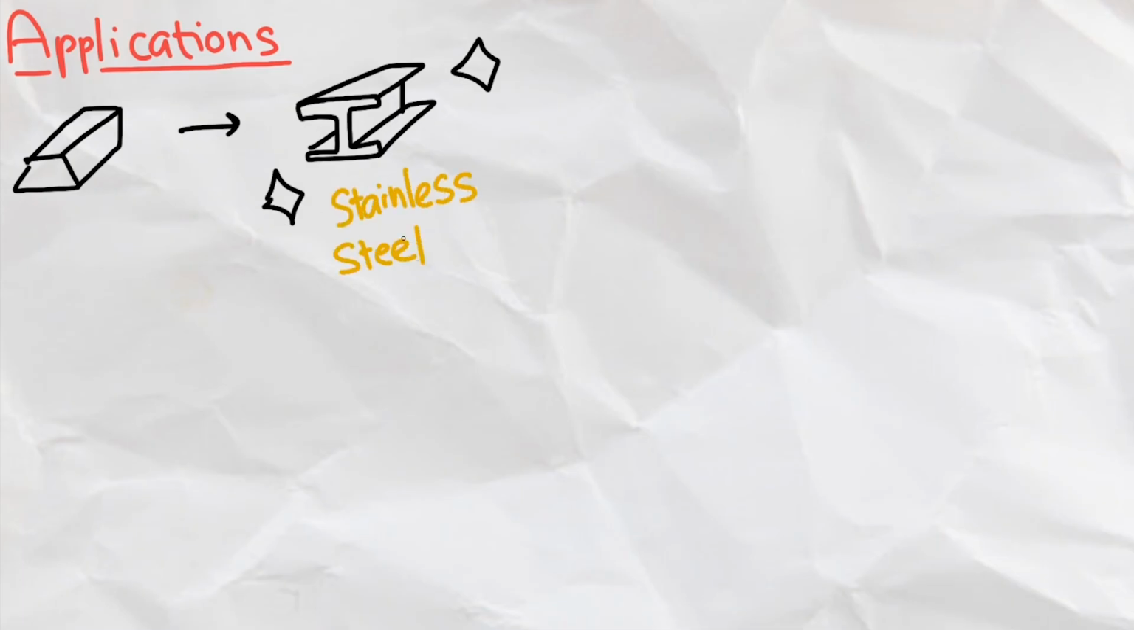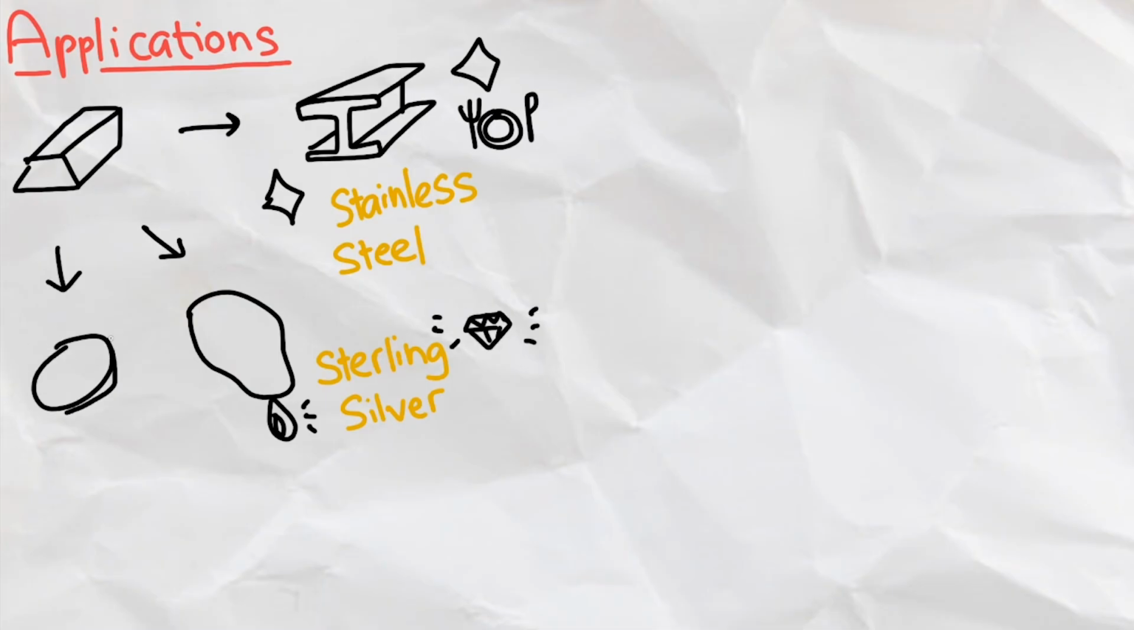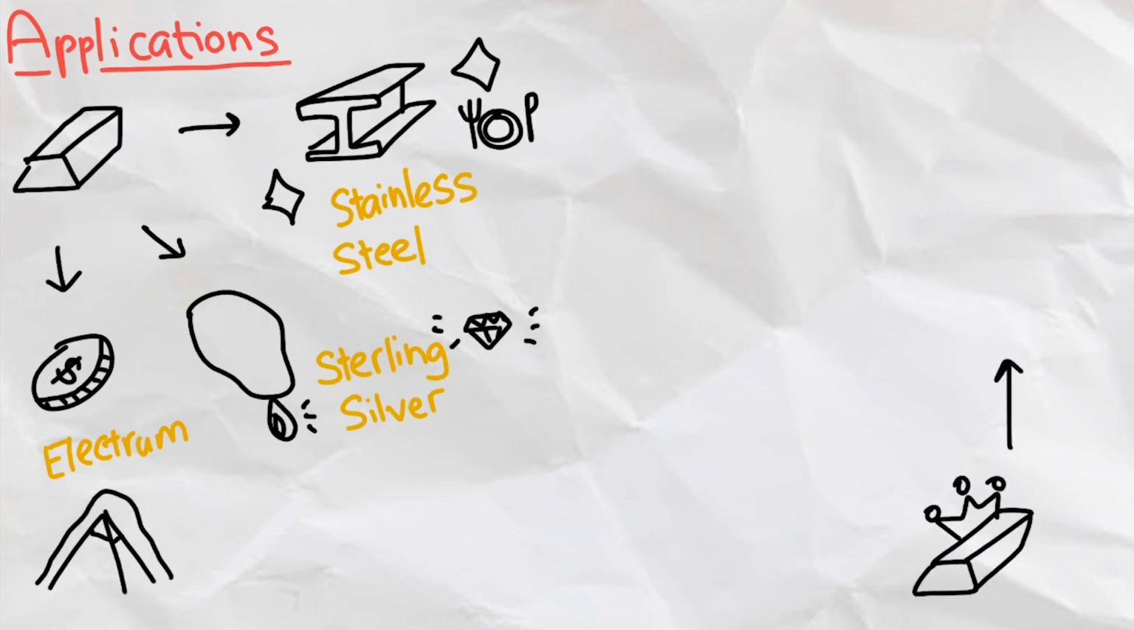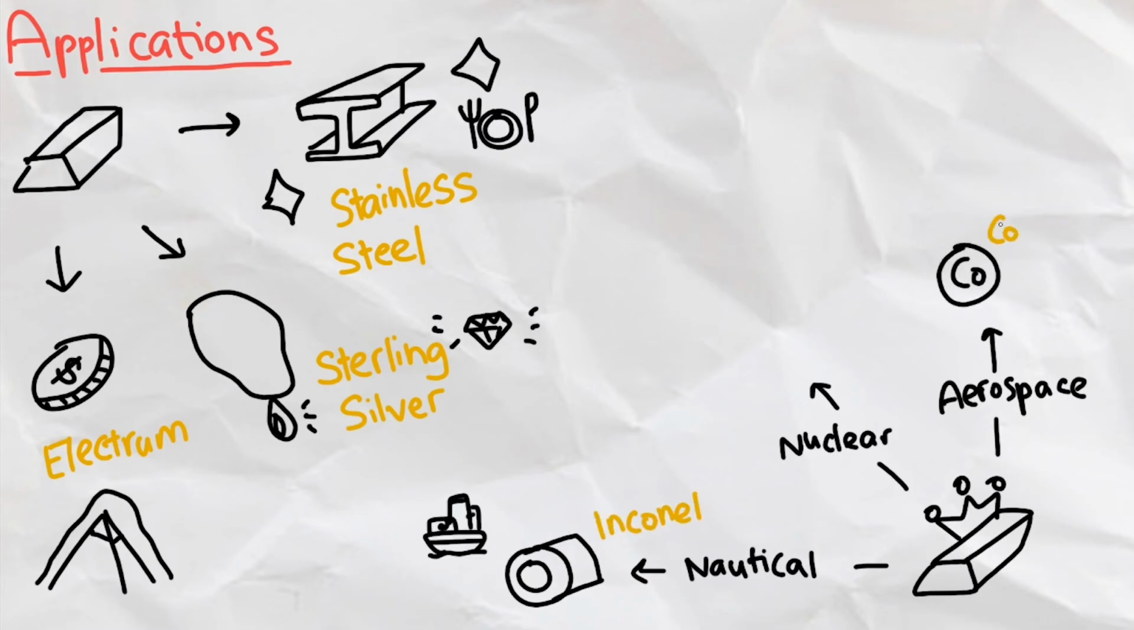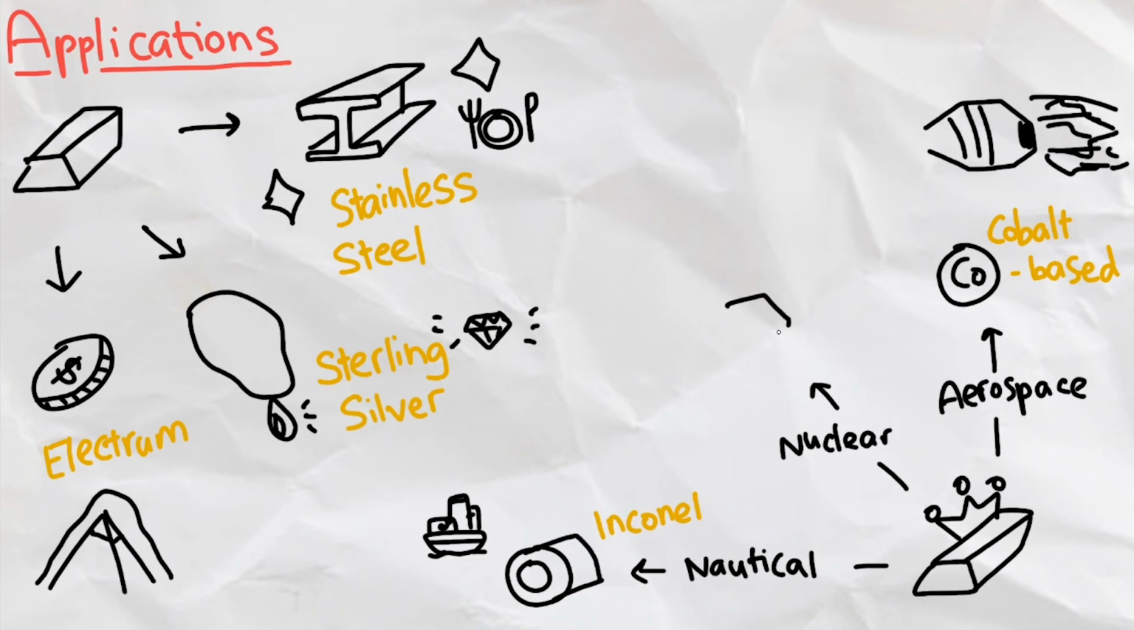With the big two definitions out of the way, what are these materials used for? Some examples of alloys are stainless steel, used in kitchenware, sterling silver, used in jewelry, and electrum, an ancient gold alloy used as a currency or as a coating for the pyramids. While superalloys, as mentioned before, are very heat resistant, making them ideal in the aerospace, nuclear, and nautical industries. Inconel is a superalloy used in ship parts. Cobalt superalloys are used in jet engines, and incoloy is a superalloy used for nuclear waste equipment.